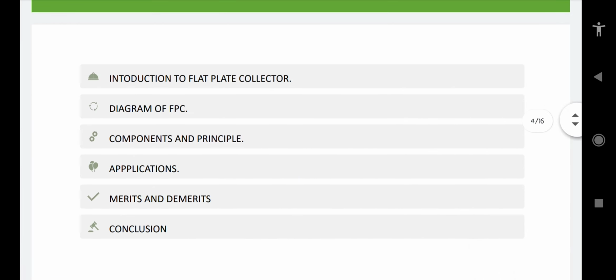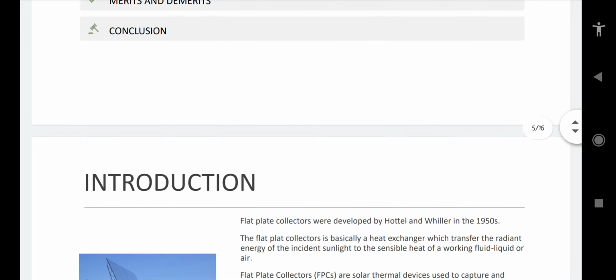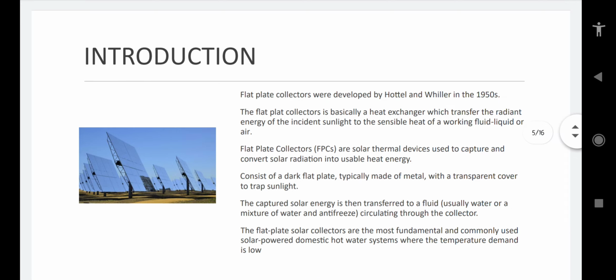First we are going to give an introduction of the flat plate collector and a diagram of the FPC, components and principle, applications, merits and demerits, and finally we are going to give a conclusion. Now let's look at the introduction part.